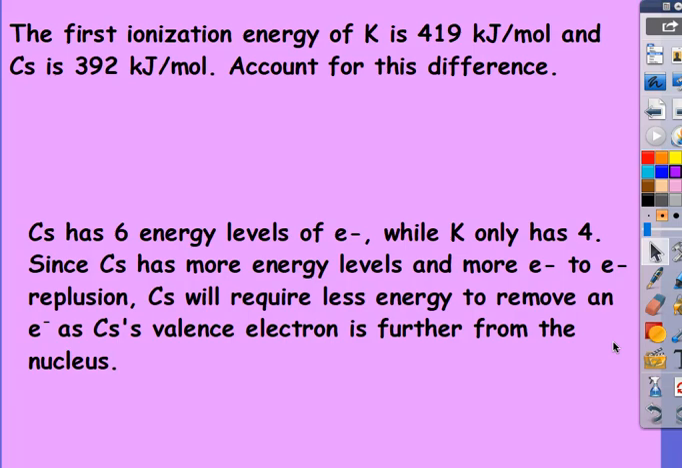So you should have: cesium has 6 energy levels of electrons, while potassium only has 4. Since cesium has more energy levels and more electron-electron repulsions, cesium will require less energy to remove an electron, as cesium's valence electrons are further from the nucleus. So I compare what's the same and then what makes them different. Since it's in the same group, you should be referencing energy levels, electron repulsions, and distance from the nucleus.